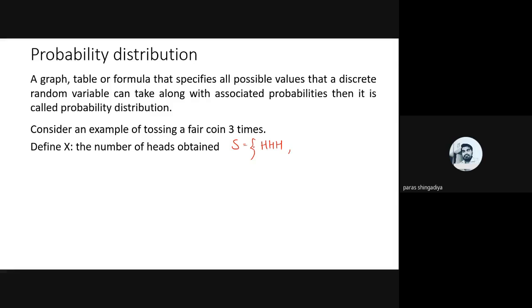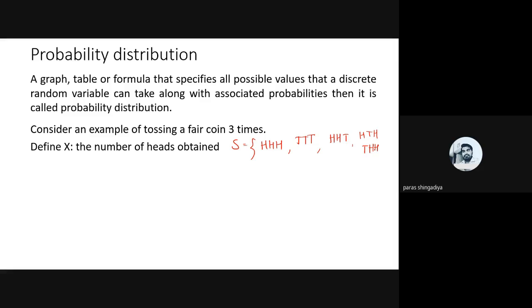So it is HHH in the first case, all three are heads. In the second case, all are T, all three are tails. Now consider two heads: first and second are heads, third is a tail. In the second case, first and third are heads, second is a tail. In the third case, first is a tail and second and third are heads. That is for two heads, one tail.